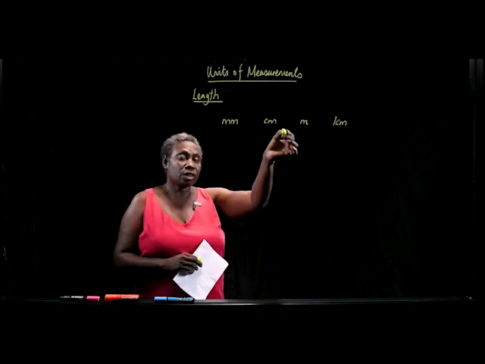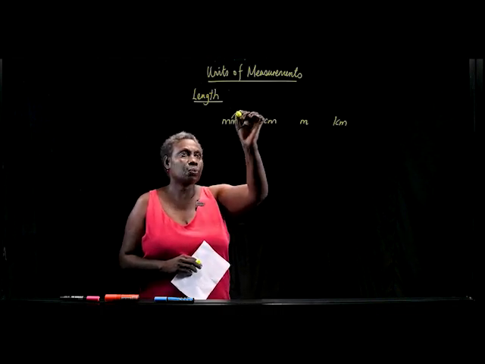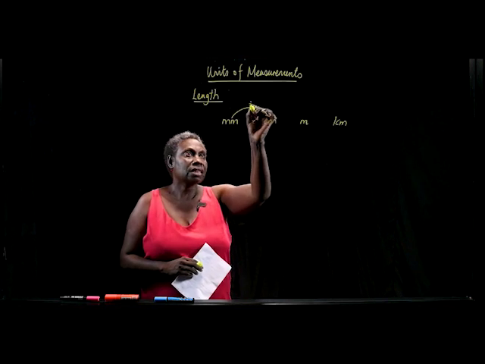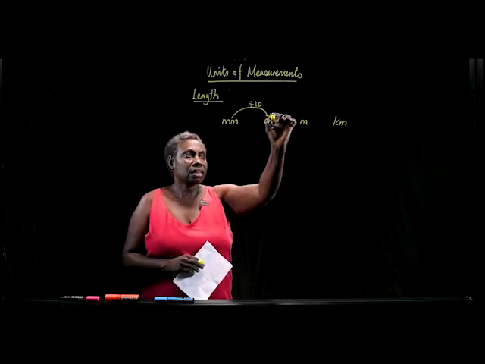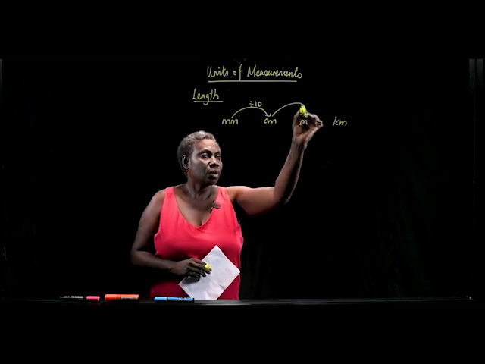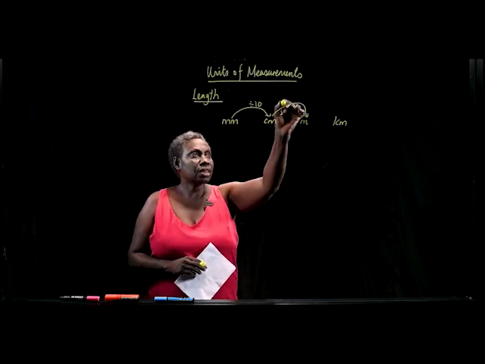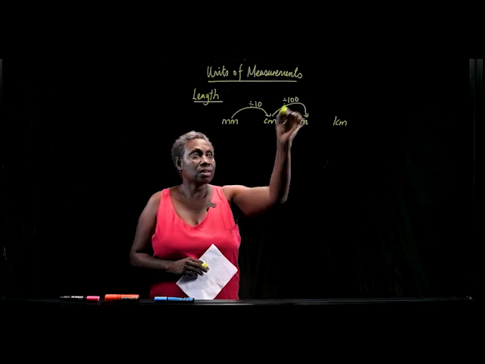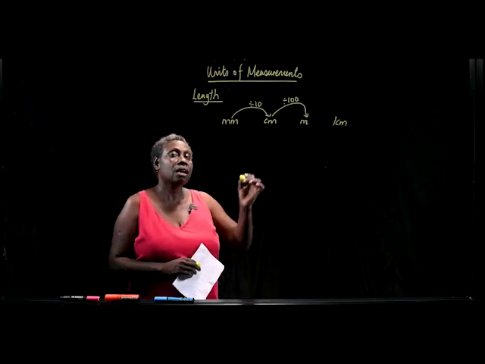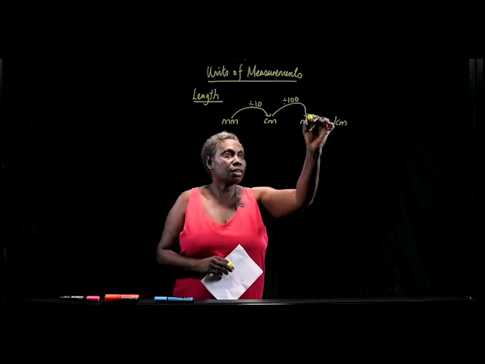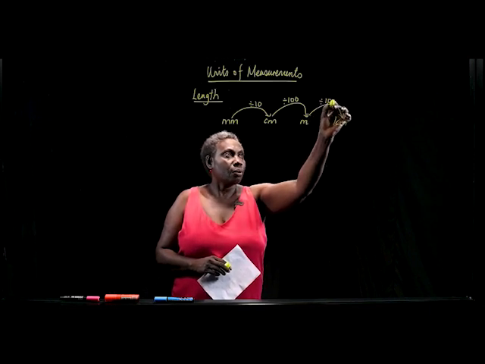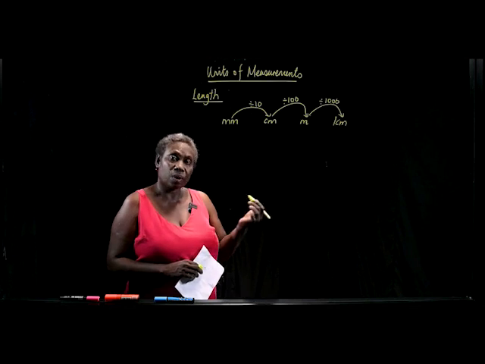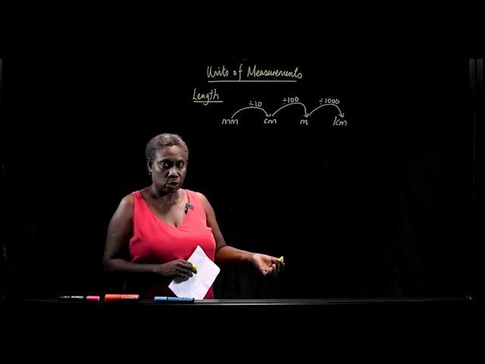If you want to convert from millimeters to centimeters, we divide by 10 because there are 10 millimeters in a centimeter. From centimeters to meters, we divide by 100 because there are 100 centimeters in a meter. To convert from meters to kilometers, we divide by 1,000 because there are 1,000 meters in a kilometer.